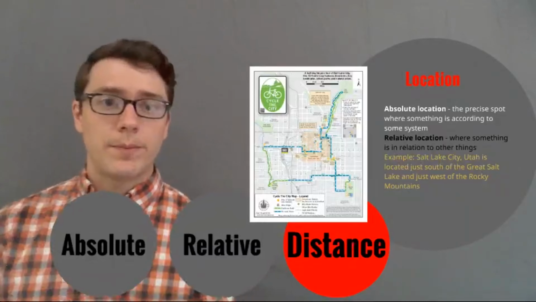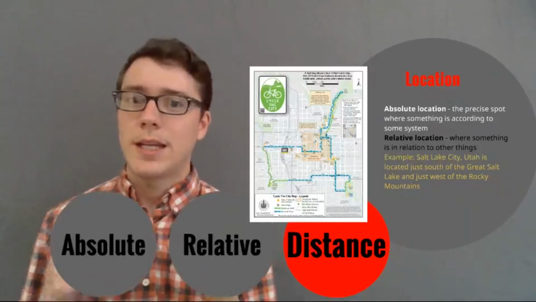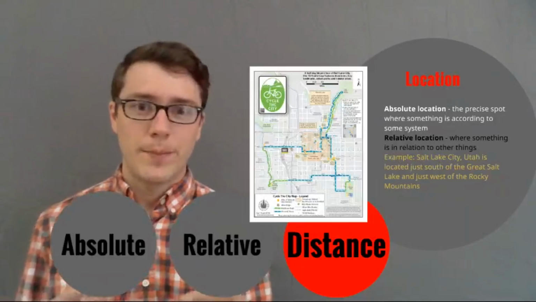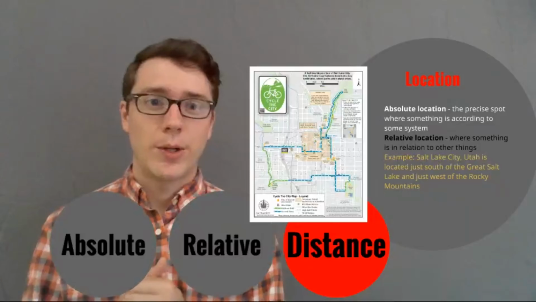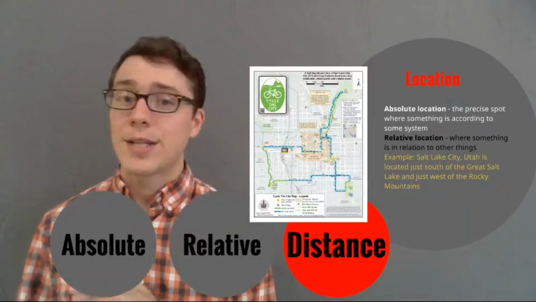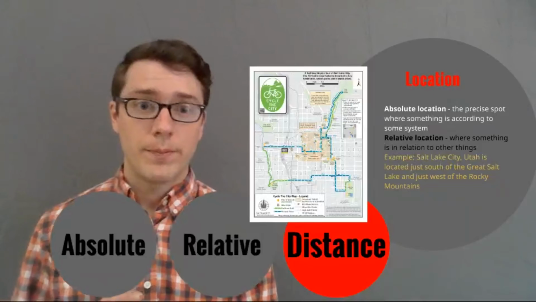So next we have location. Location is something that is instrumental to us understanding geography. As we think about places, we have to understand location. So there are 2 different types. There's absolute and relative location.